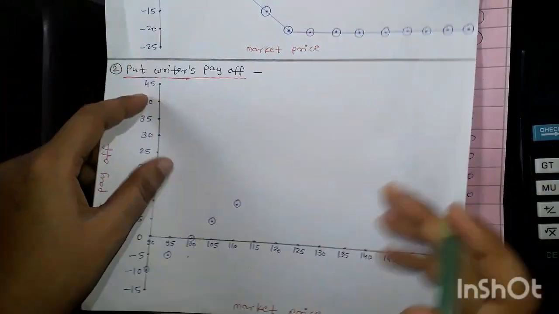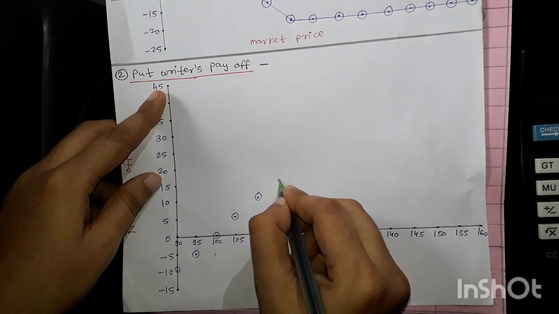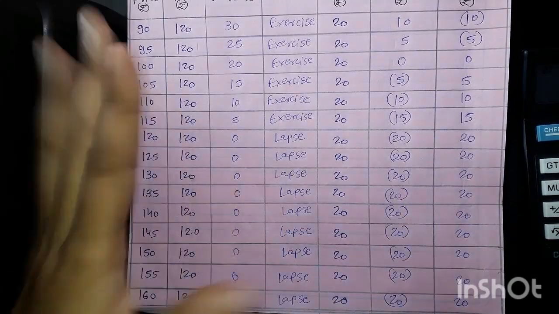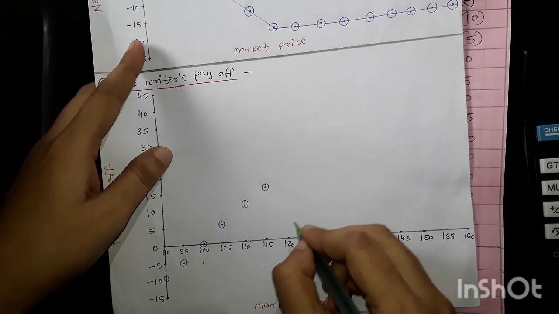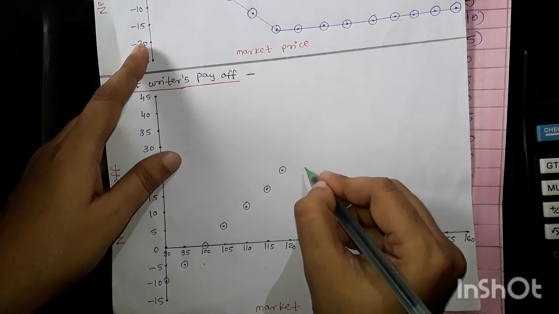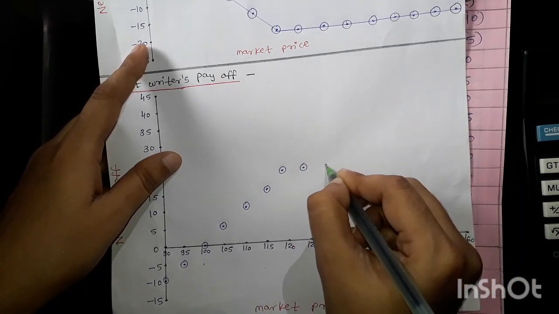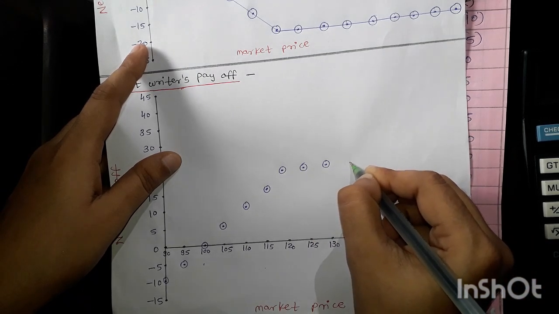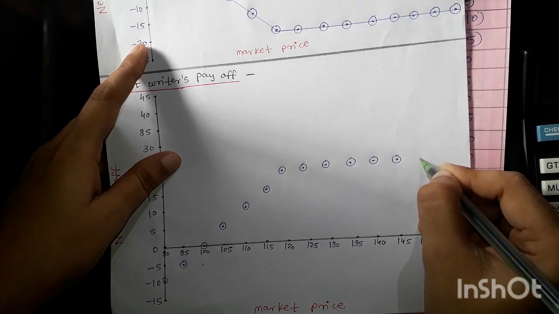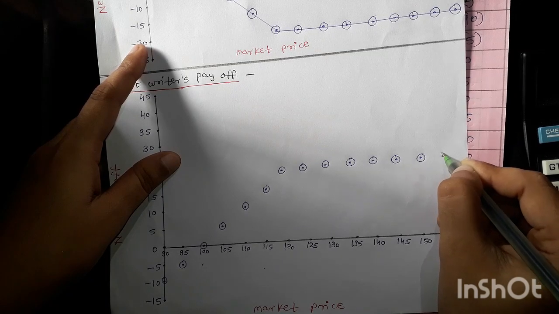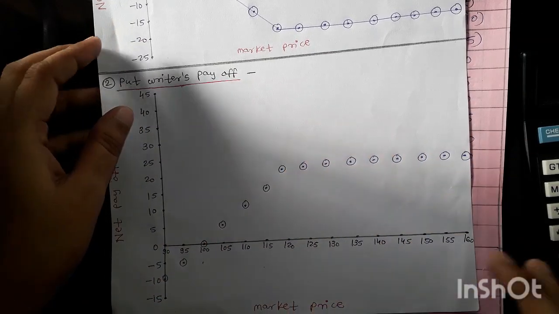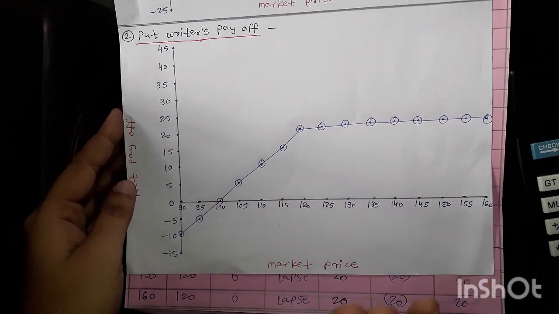For 115 it is positive 15. For 120 it is positive 20, and from 120 till the last it is positive 20 only. So everywhere now it is positive 20, for 125, 130, 135, 140, 145, 150, 155 and 160. Now we will join the points. See, here we have completed our last graph.